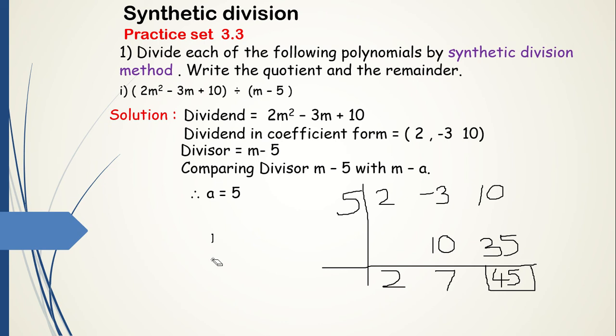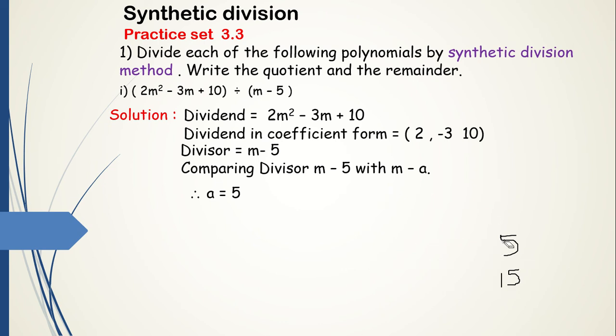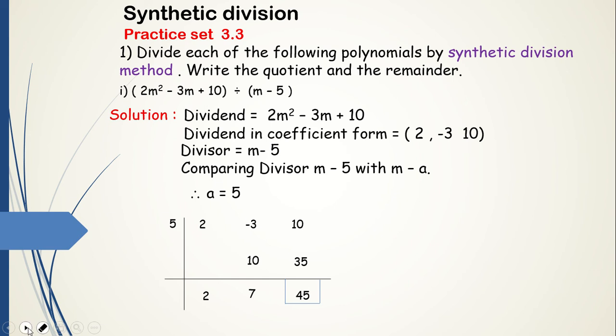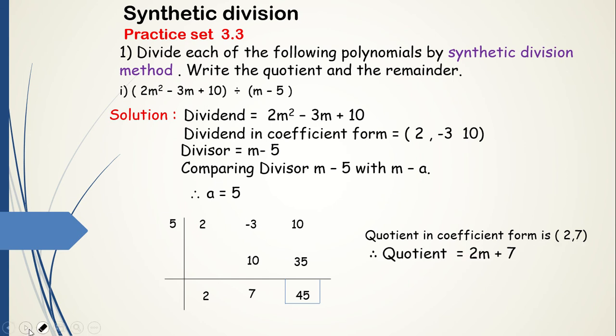So let's see once again how we do it. 5 is written there as the divisor. Then the coefficient form of the dividend we write as it is, 2, minus 3 and 10. Then this 2 is brought down. Then 5 2s are 10. We write that 10 here. 10 minus 3 is 7. 7 5s are 35. 35 plus 10 is 45. So that 45 is the remainder and this is the quotient. Quotient in the coefficient form is 2, 7. And therefore the quotient is 2m plus 7 and the remainder is 45.